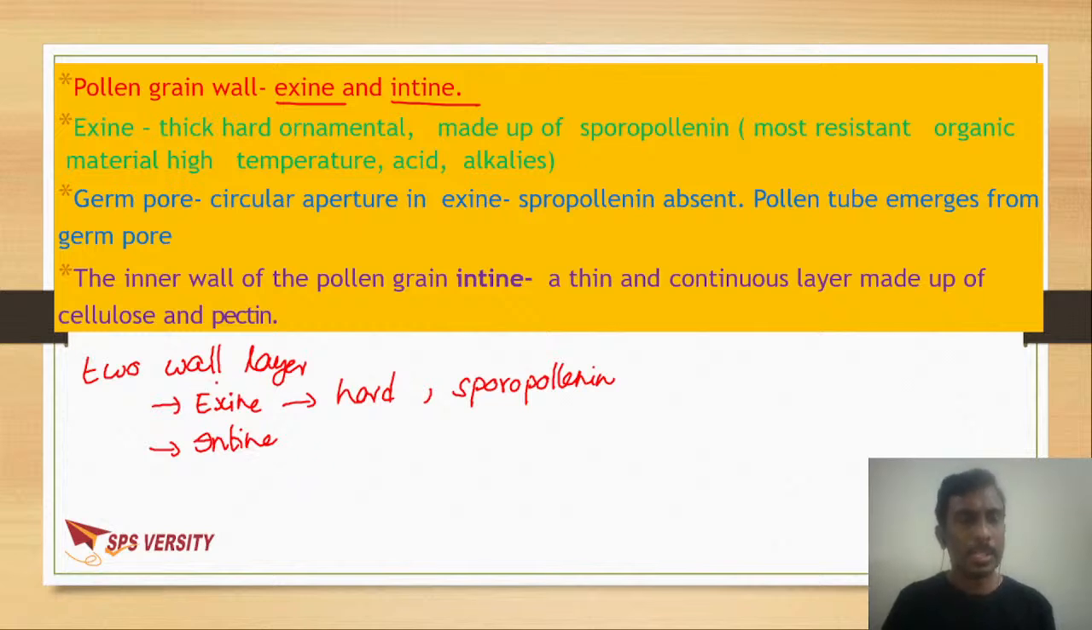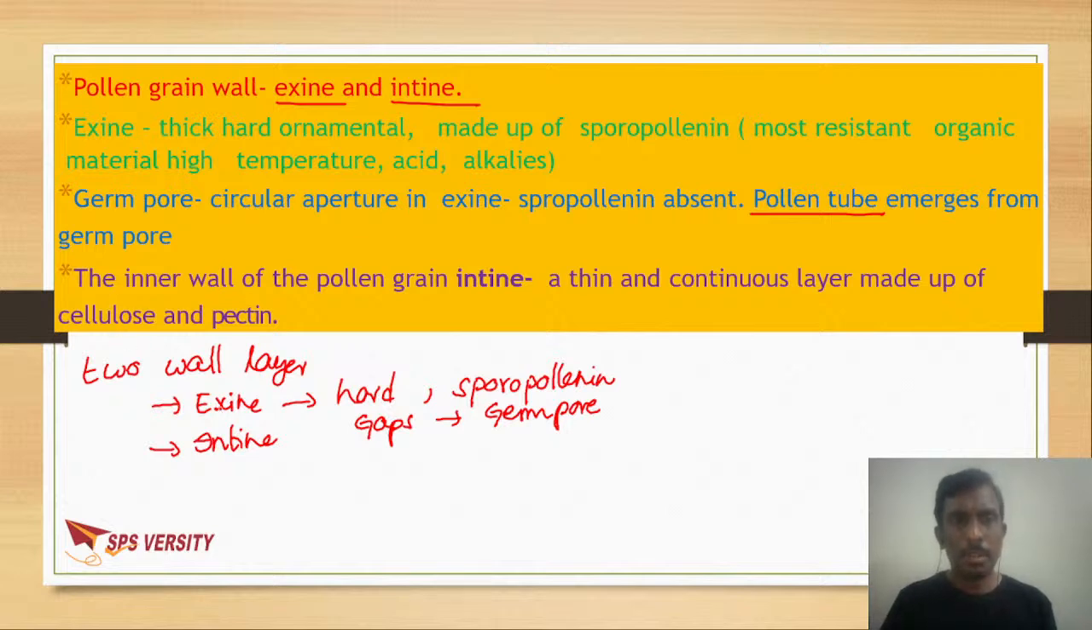And on exine, there are gaps. Gaps means where there is no sporopollenin. These gaps are called germ pores. What is the purpose of the germ pore? The purpose of the germ pore is to let the pollen tube emerge. During the germination of the pollen grain, the pollen tube emerges from the germ pore.